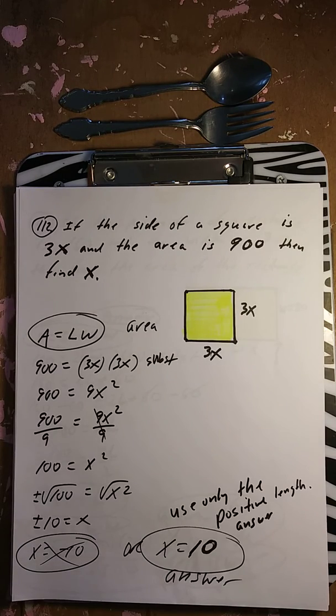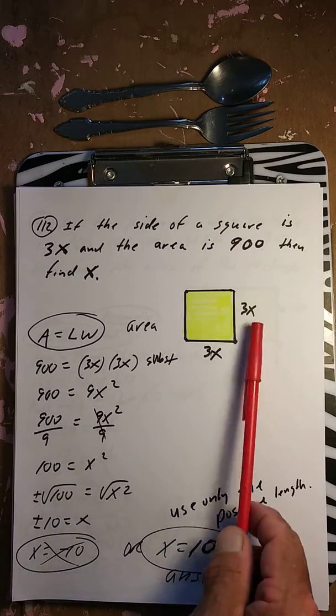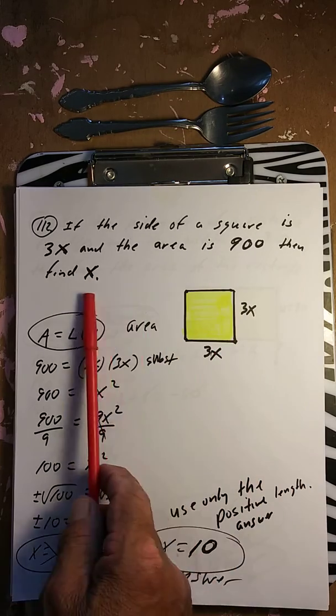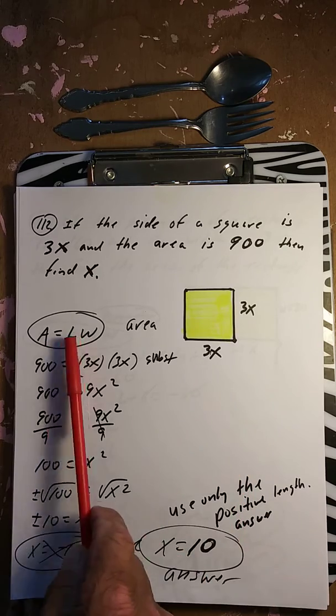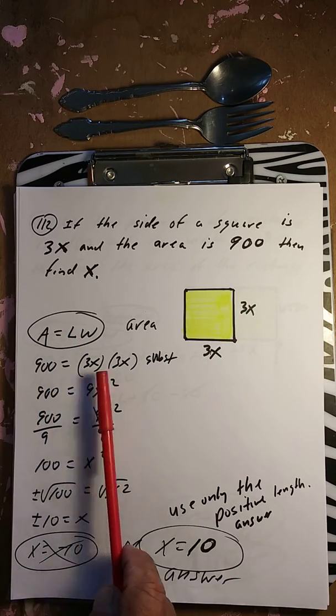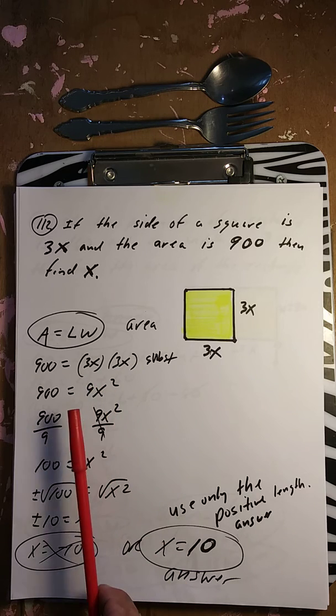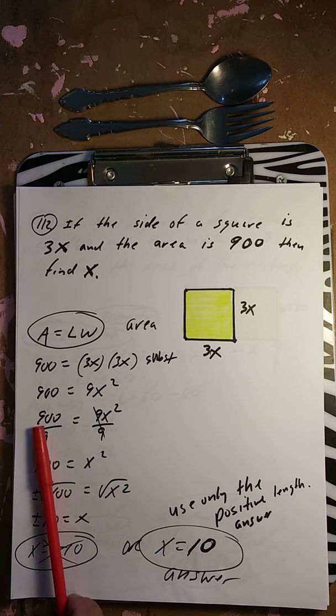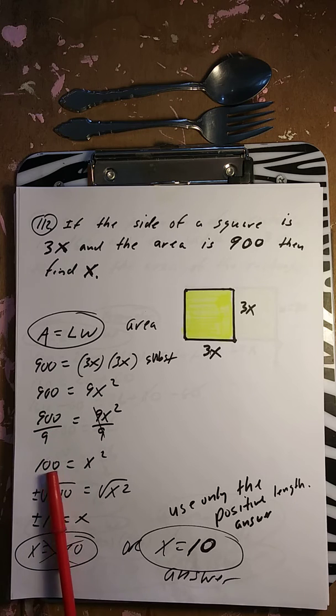If the side of a square is 3x and the area is 900, then find x. Okay, area is length times width. The length is this times this, so 900 equals 3x times 3x, which is 9x squared. So now we have 900 equals 9x squared, divide by 9, so this is going to be 100 equals x squared. Take the square root of both sides.